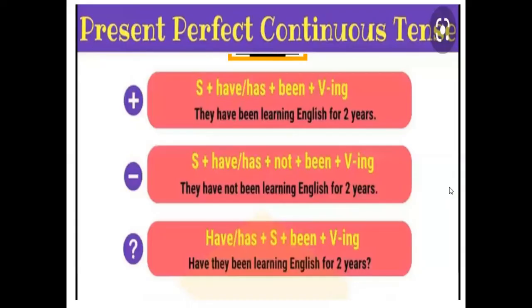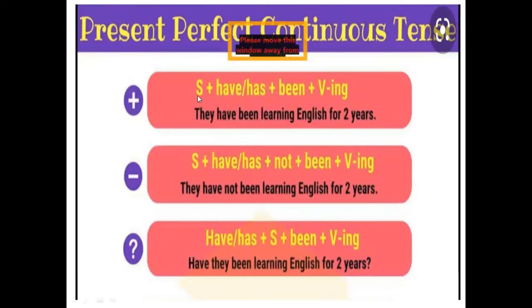Now, present perfect continuous tense. What is present perfect continuous tense? Present perfect continuous tense expresses an action that started in the past and continued to the present. It is used to state an ongoing action that started at a point in the past. So let's see the structure.